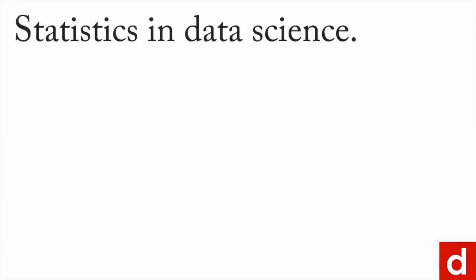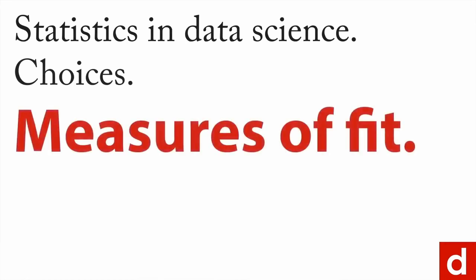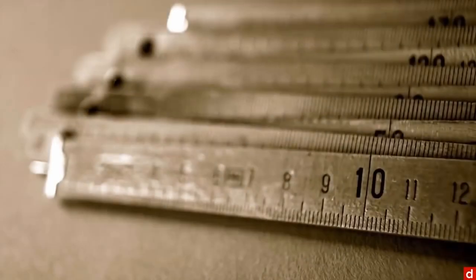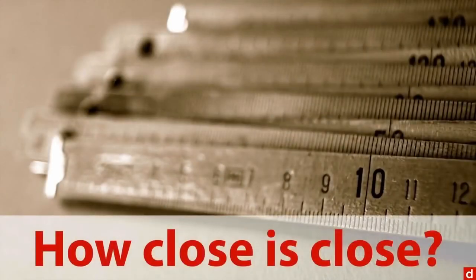The next step we want to consider in our statistics and data science, and the choices that we have to make, has to do with measures of fit, or the correspondence between the data that you have and the model that you create. Now, it turns out there's a lot of different ways to measure this. And one big question is, how close is close enough? Or how can you see the difference between the model and reality?